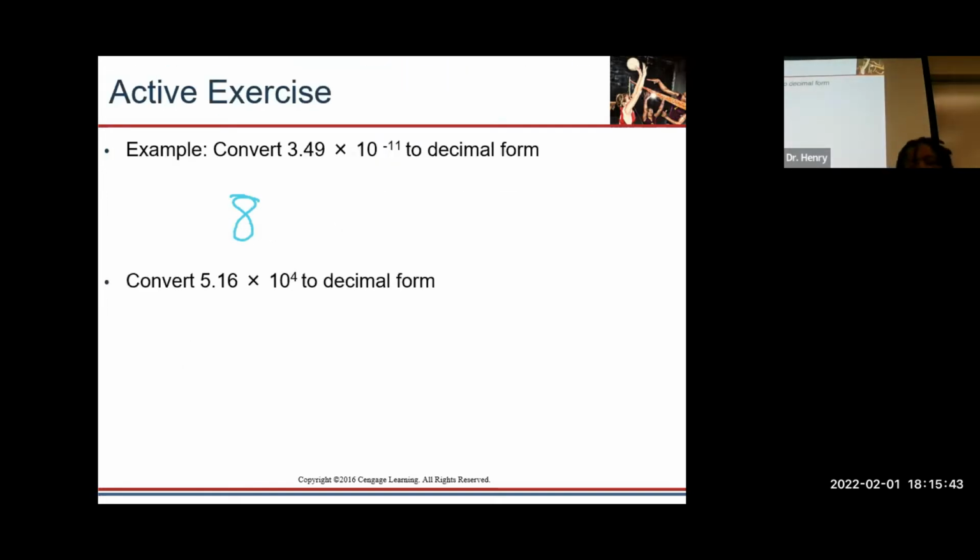Okay, so now we have to be able to swing both ways, right? We need to be able to go to decimal form, and we need to be able to go to scientific notation. So we want to be able to swing both ways. In that case, I want you guys to change these two problems into decimal form. Convert 3.49 times 10 to the negative 11 to decimal form, and convert 5.16 times 10 to the fourth to decimal form.